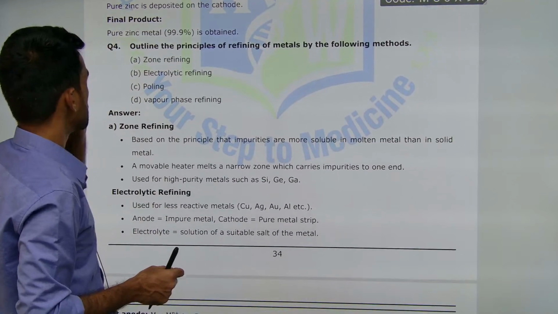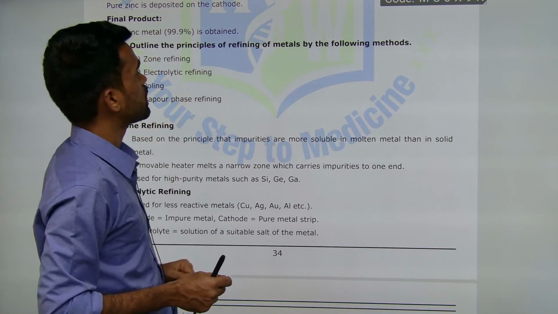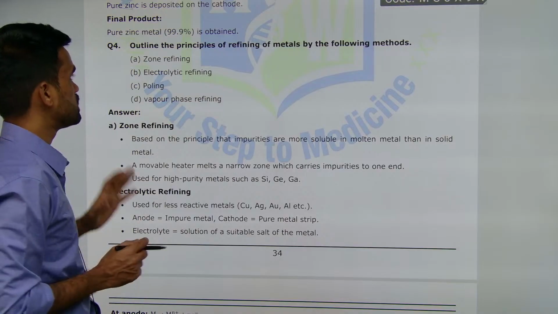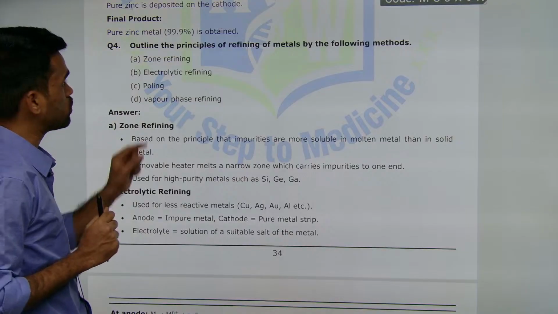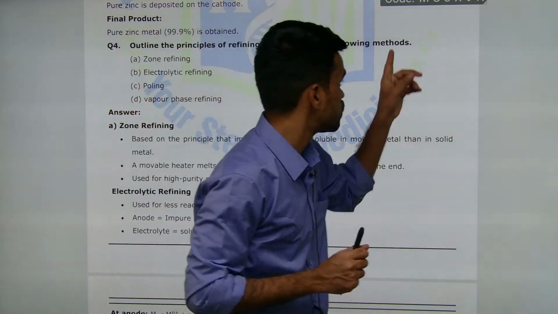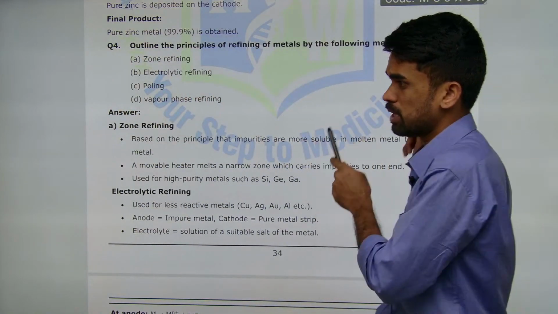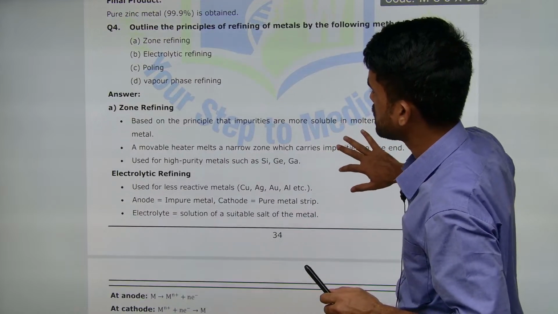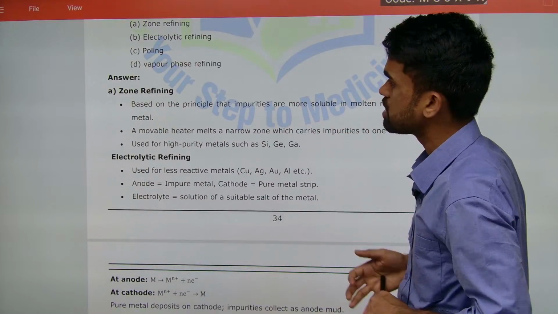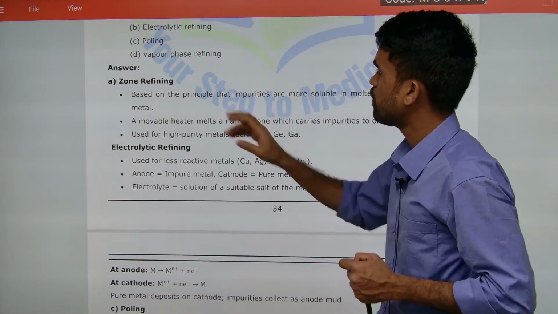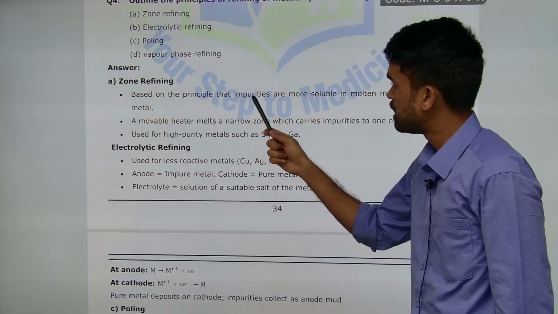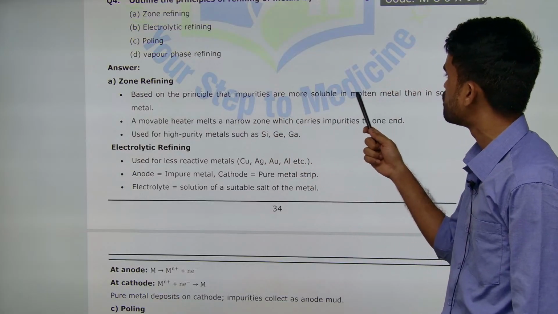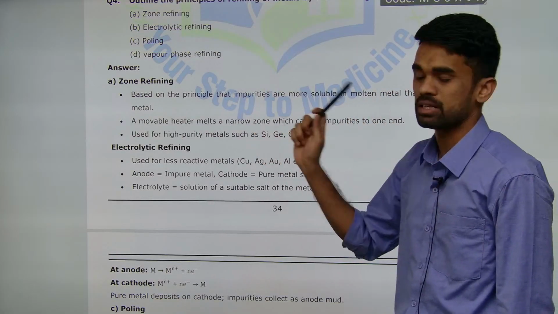See here, outline the principle of refining of metal by the following methods. Just now I clearly explained electrolytic refining by drawing the image. So first look at zone refining. What is zone refining? Zone refining is based on the principle that impurities are more soluble in the molten metal than in the solid metal.